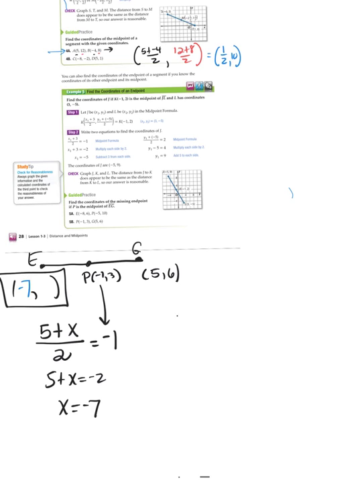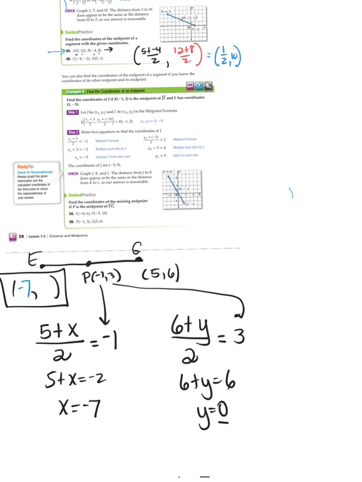Now let's find the y for the other endpoint. The y that we know is 6. We're going to add that to the y we're looking for and divide by 2 because we're averaging. And the averaging gives us 3. Multiply each side by 2. Y equals 0. Don't get uncomfortable when you get a 0 on one side. 0 is a perfectly good number. Okay, so -7, 0 on the Cartesian plane would be the other endpoint on this particular segment, and you could graph it to show yourself that it's true.